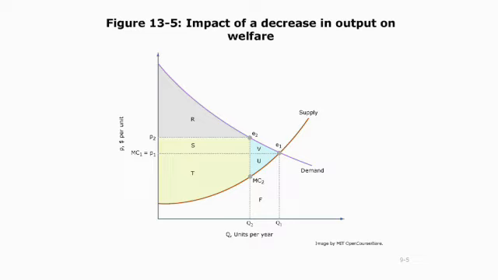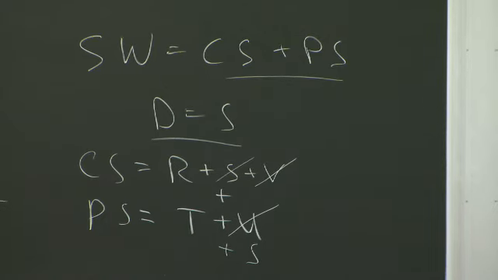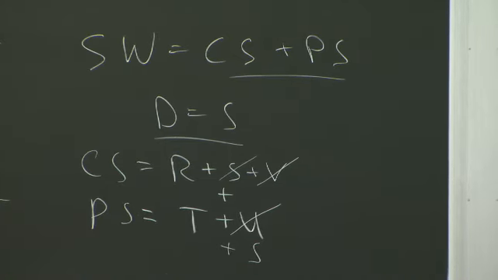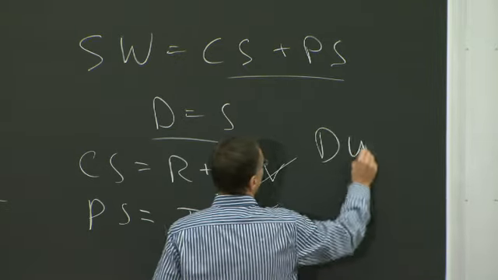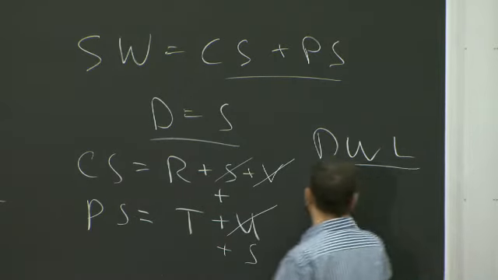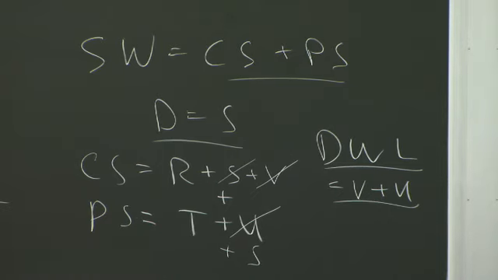So what's happened effectively is you've transferred S from consumers to producers. And you've lost V plus U forever. Okay? So what's involved in this change is a transfer and a loss. The transfer is the area S, which used to belong to consumers, now belongs to producers. But now we have what we call a deadweight loss. Deadweight loss of V plus U. That's welfare that has disappeared.